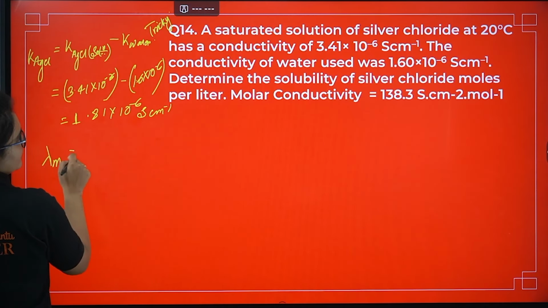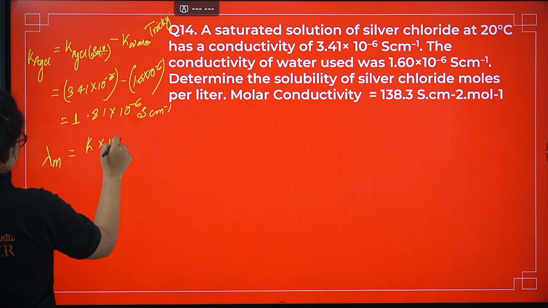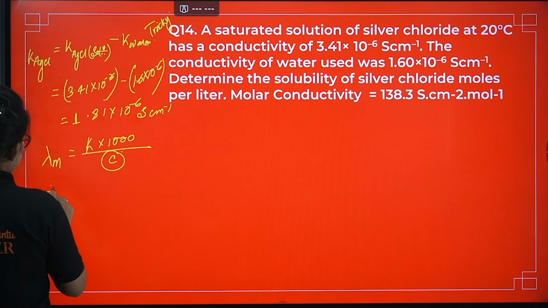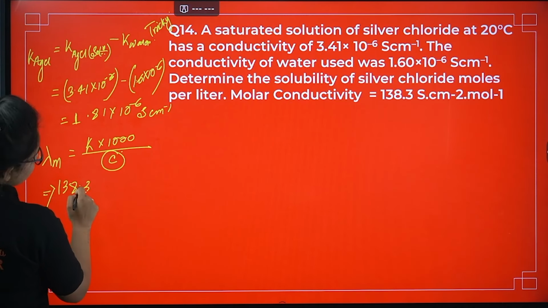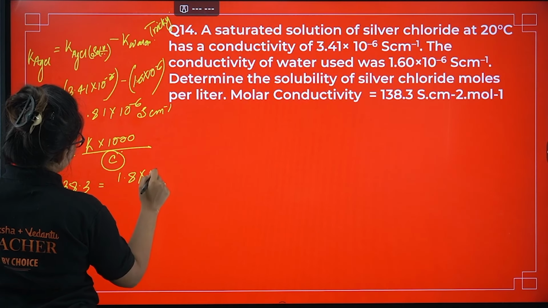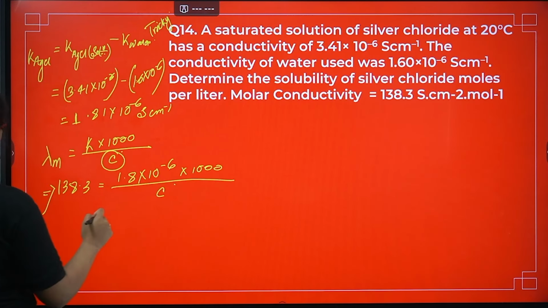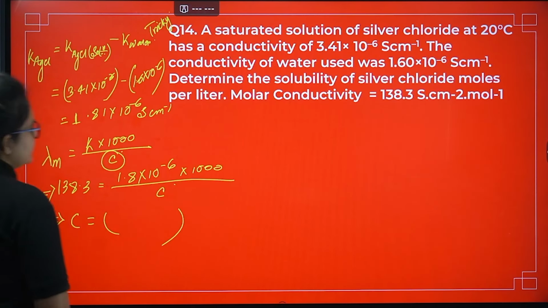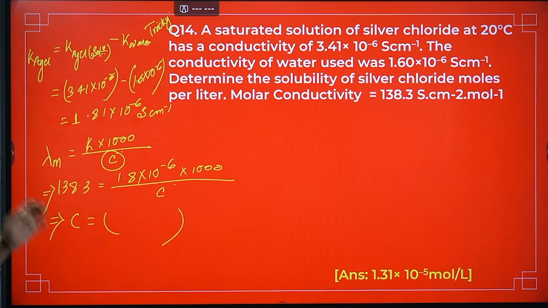Now lambda m we have to find out, right? So lambda m is basically equals to kappa into 1000 divided by C. C actually we need. Lambda m value is given here, molar conductivity 138.3 equals to, let's put the value of kappa from there, 1.8 into 10 power minus 6 into 1000 divided by C. So you have to find out C basically. Okay, so C if you calculate, then your answer should come up to be something like this mole per liter. I guess this is clear.